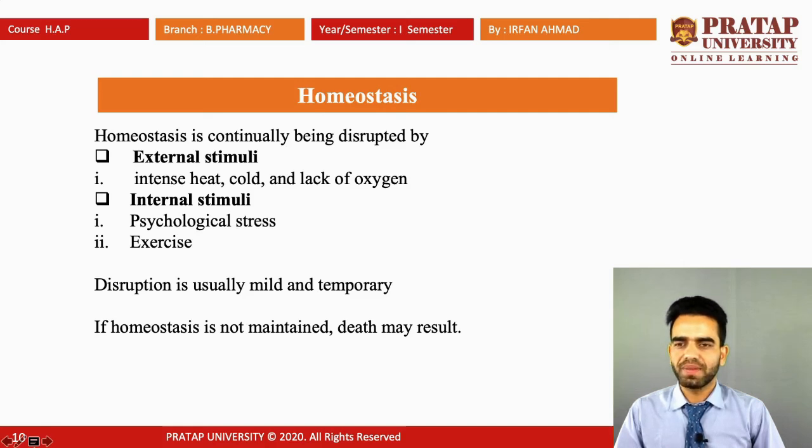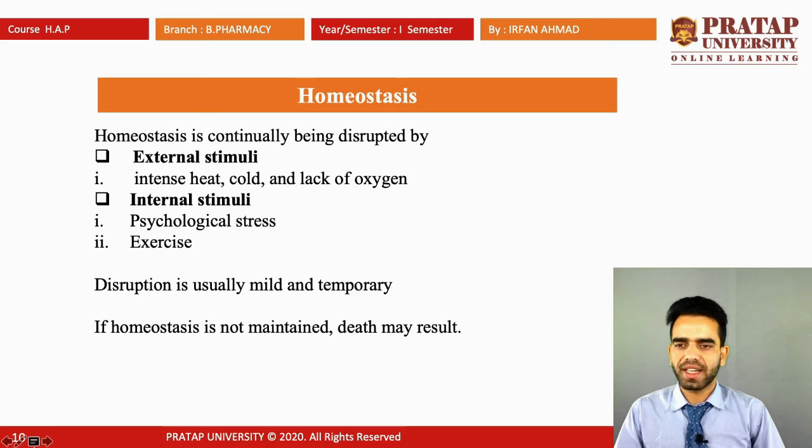External stimuli means if there is intense heat, that will disrupt our internal conditions. If there is excessive cold, that will also disrupt, and if there is lack of oxygen, that will also disrupt our homeostasis. Second are internal stimuli, which disturb homeostasis, such as psychological stress. If you are taking too much stress, that may disrupt our internal system. Psychological stress leads to various conditions like stroke, heart attack, etc.